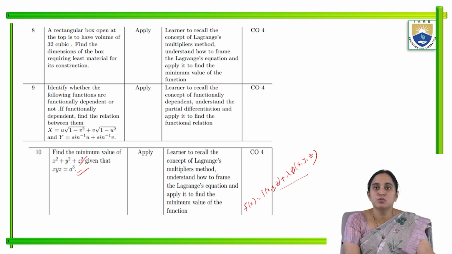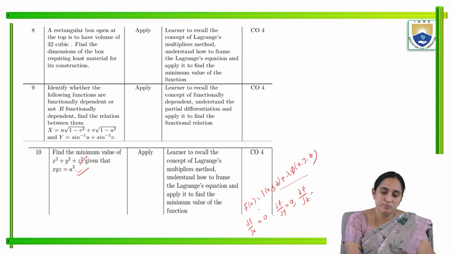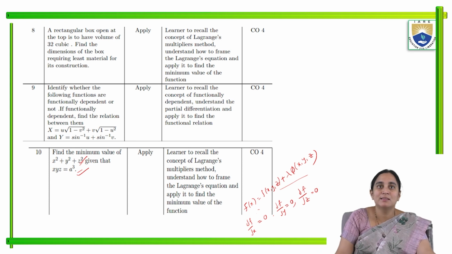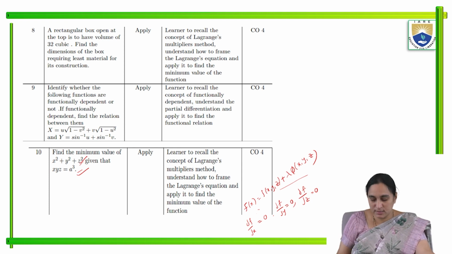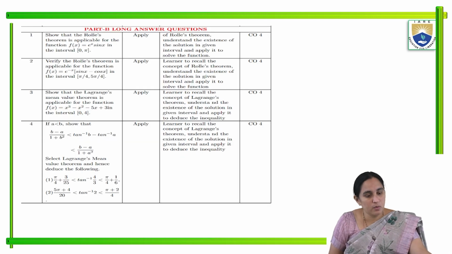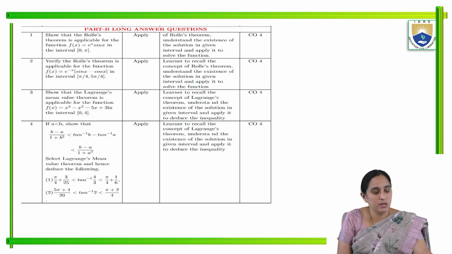Here we substitute, differentiate with respect to x and equate to 0, differentiate with respect to y and equate to 0, and differentiate with respect to z and equate to 0. From that, according to the concept of Lagrange's method, we get the minimum value for the 10th question. That is the concept of Lagrange's multipliers. These are the critical thinking questions. Critical thinking part A has only 10 questions. Next, part B, long answer questions.